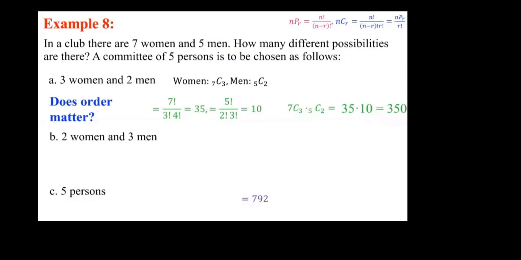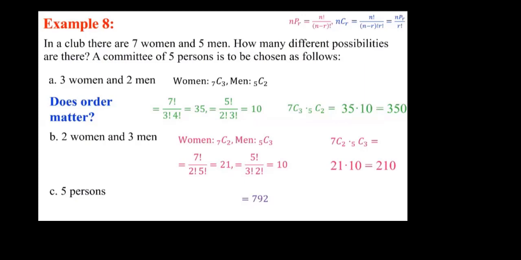In this case, we want the other way around. We want 2 women. So we have to choose combination for women would be C7, 2, and we want 3 men, C5, 3. And we do exactly the same thing. We calculate each piece using the combination formula. The first one is 7 factorial over 2 factorial times 5 factorial. And for men would be 5 factorial over 3 factorial times 2 factorial. And we simplify. We multiply them, and we end up with 210.